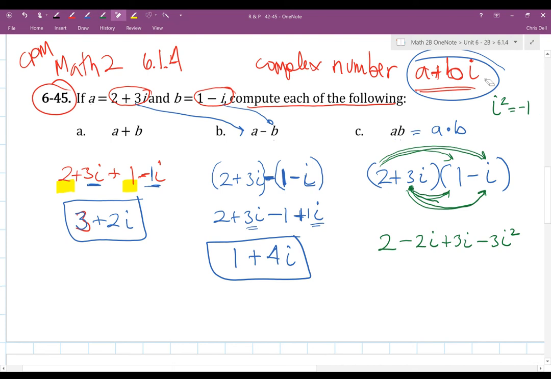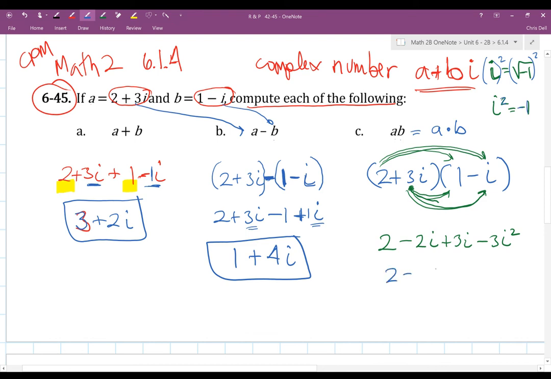Now you might ask, why is that, Mr. Dell? Remember, i is the same thing as the square root of negative 1. That's where i comes from. The imaginary number is the square root of a negative number. So if I square both sides, squaring this i and squaring the square root of negative 1, the square and square root cancel. That's why i squared is just negative 1.